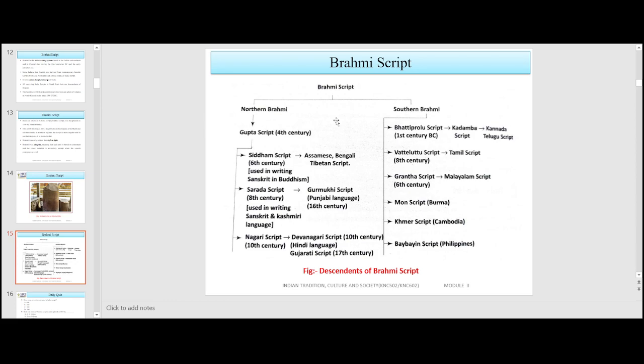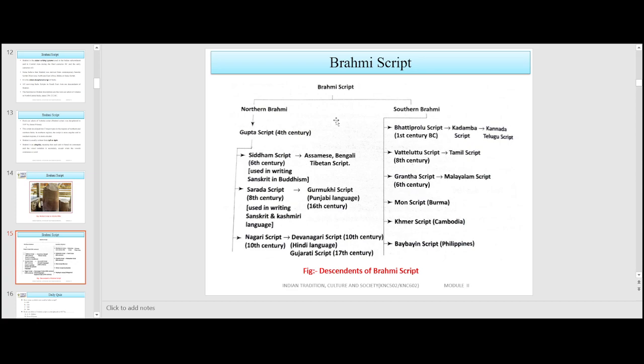Another script is the Modi script. The Marathi language was written in this script until the 20th century. After the 20th century, the Balbodh style of Devanagari script replaced this to write Marathi. Gujarati already developed from the Nagari script. It's a variant of Devanagari script, that is the part.